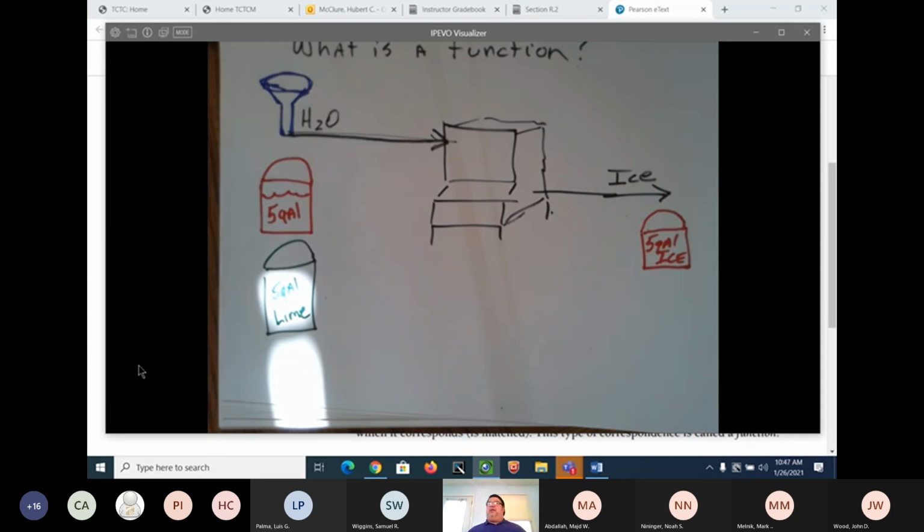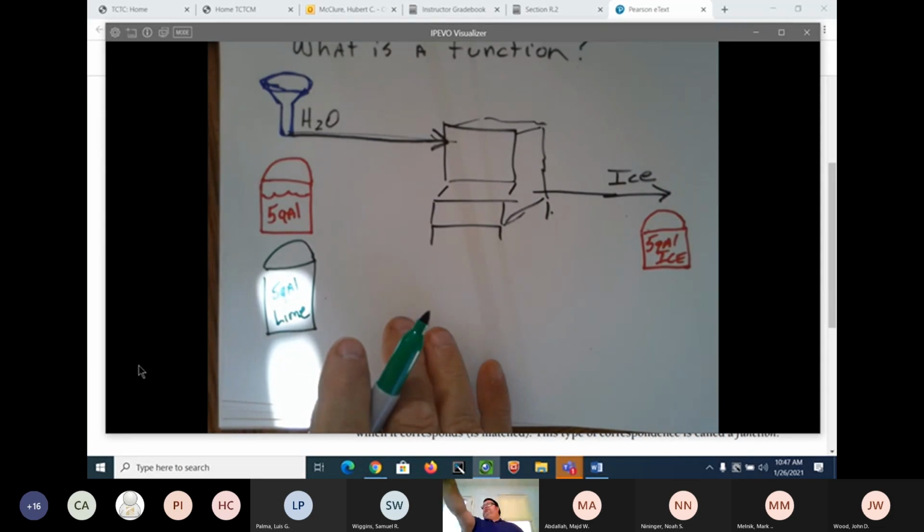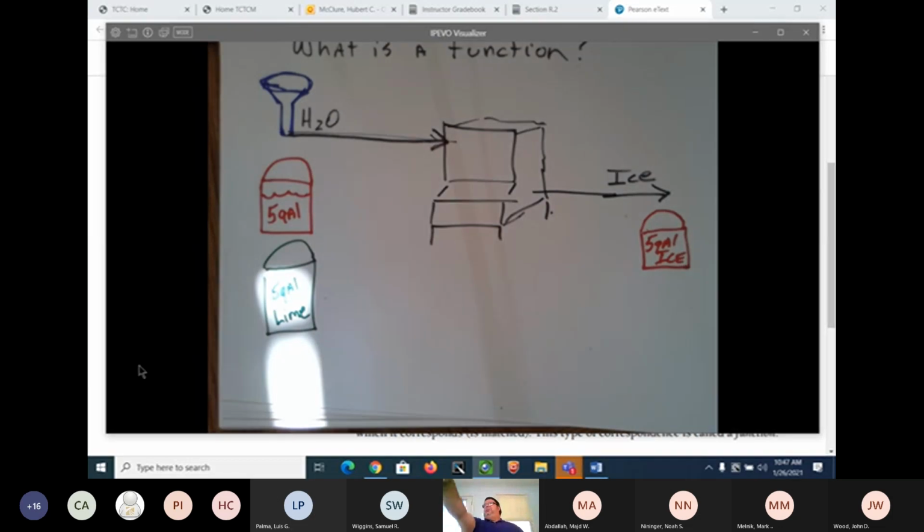If I put in 5 gallons, Walter, will you fix that blind right there? So hold on a second. See that blind is crooked. Would you fix it, please?